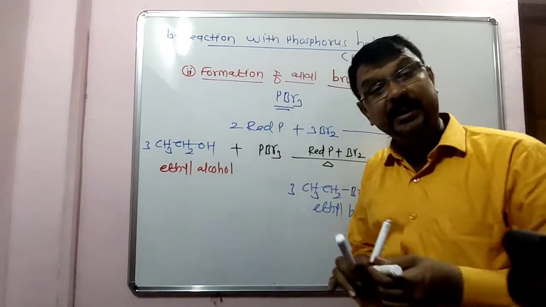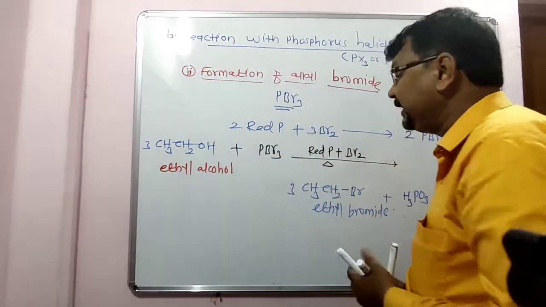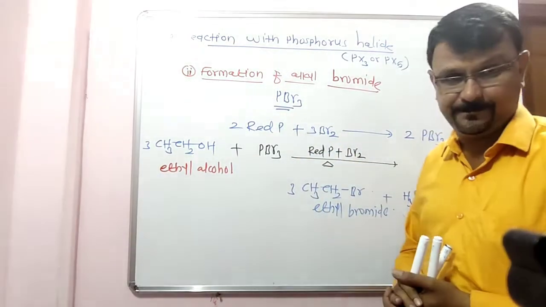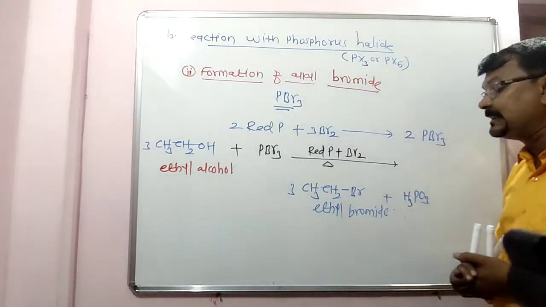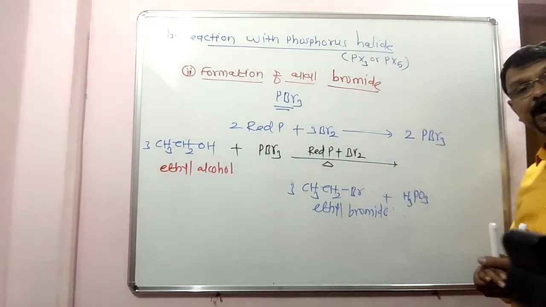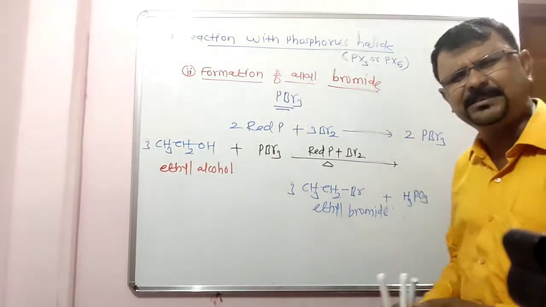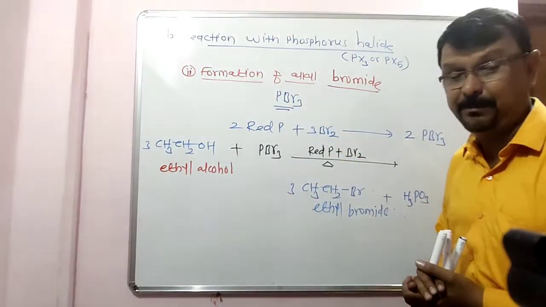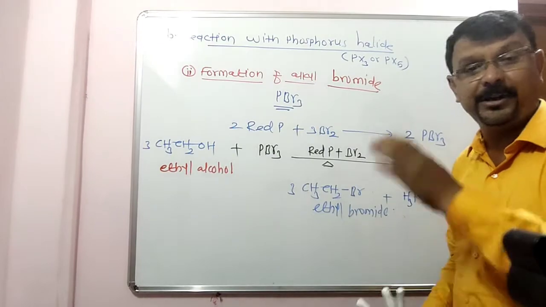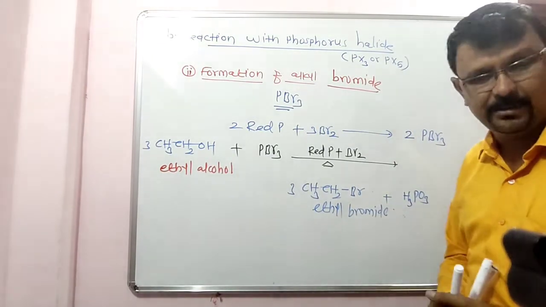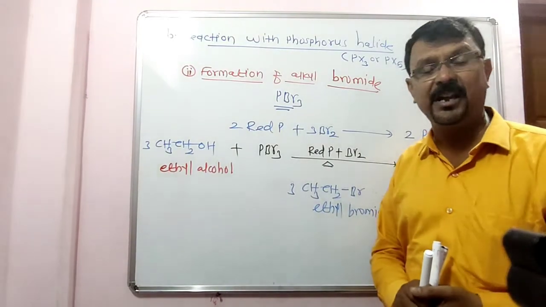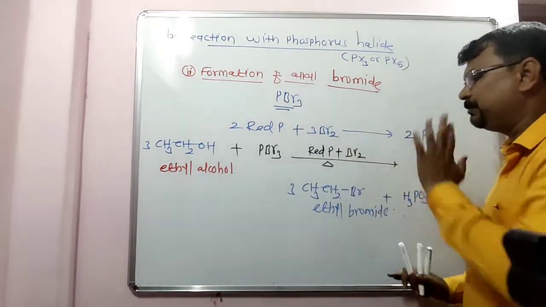Look here, ethyl alcohol is heated with PBr3. PBr3 is actually less stable. It gives the compound ethyl bromide. This is the simple reaction, the same as with PCl3, but PCl3 is more stable and cannot give a mixture of phosphorus and chlorine. But in the case of phosphorus tribromide, it gives a mixture of red phosphorus and bromine.